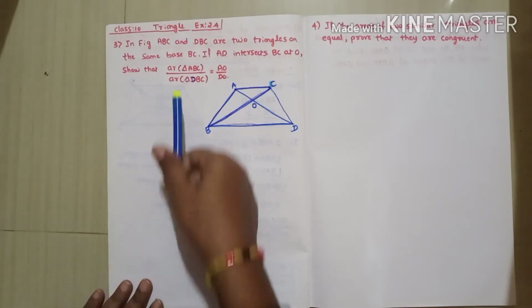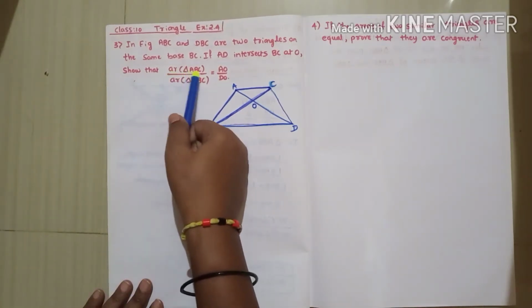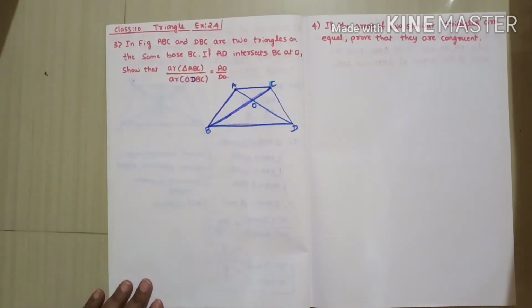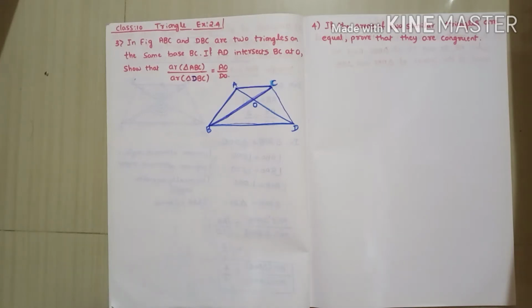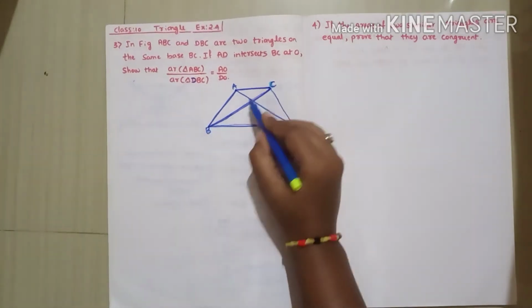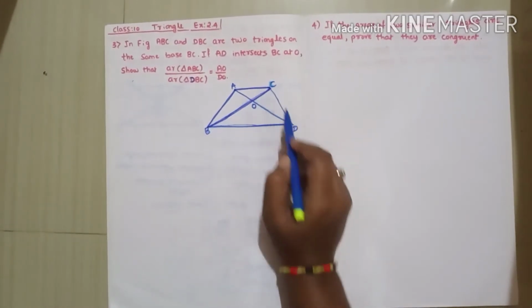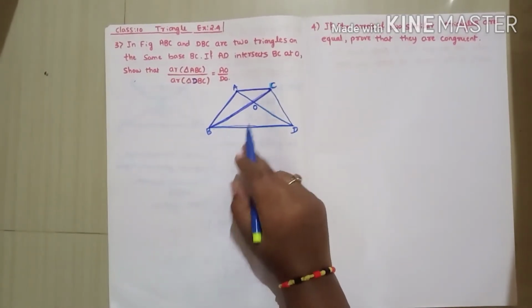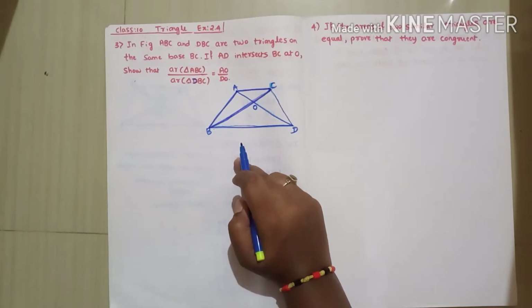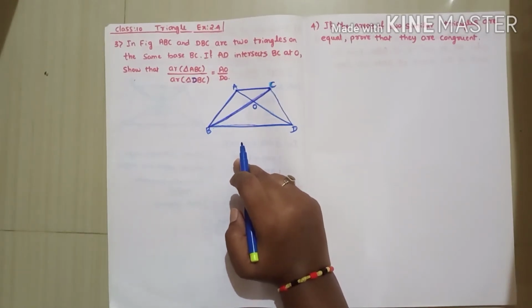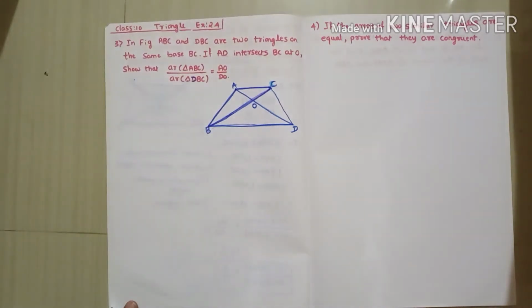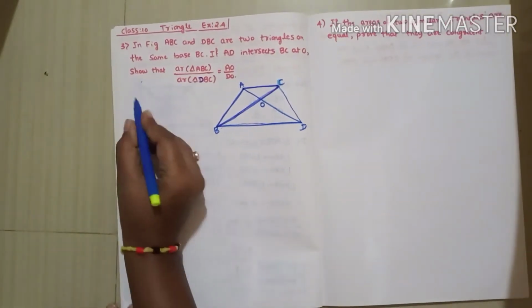Here they told us to show the area of triangle ABC. If you want to find the area of any triangle, you should know either the base and the height of the triangle. Here we know the base is BC for both the triangles, ABC and DBC. The base is common, that is common base BC. If you want the height, you just have to do a construction here. To prove this result, we have to do one construction. That one we will write first.